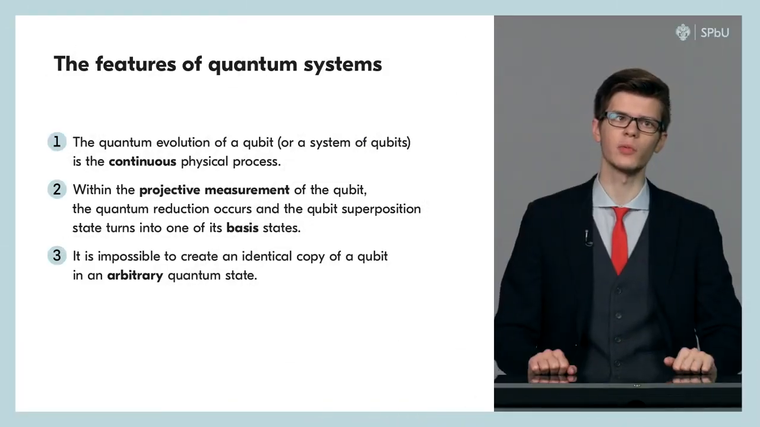Firstly, the quantum evolution of a qubit or a system of qubits is a continuous physical process. A simple illustration could be given in terms of the single-bit operations we considered before. We recall that such operations can be represented by rotations on the Bloch sphere. For example, the X operation, the quantum analog of NOT, is represented by the psi state vector's rotation about the x-axis by an angle of pi.